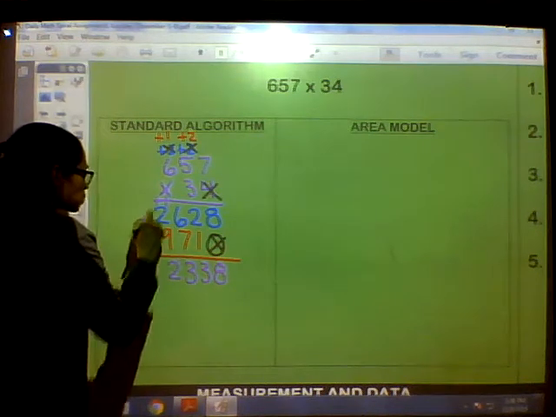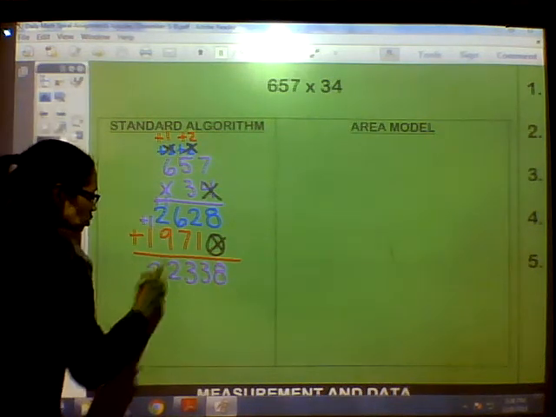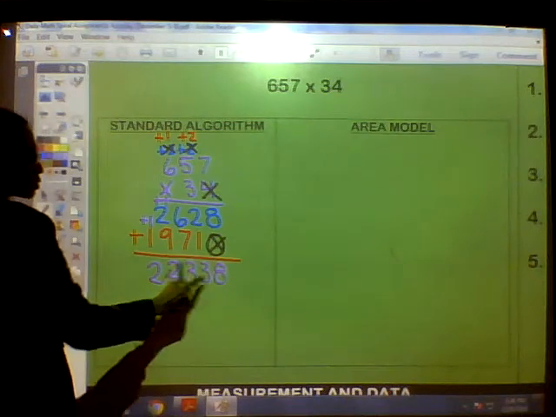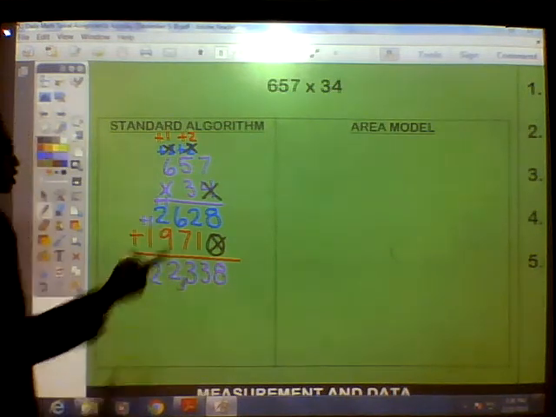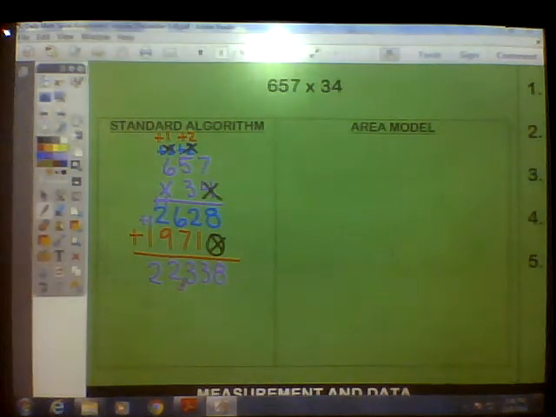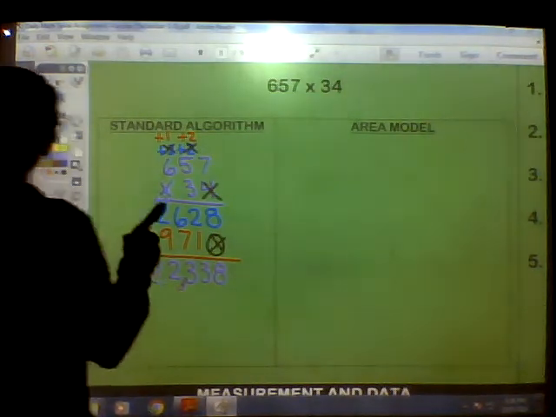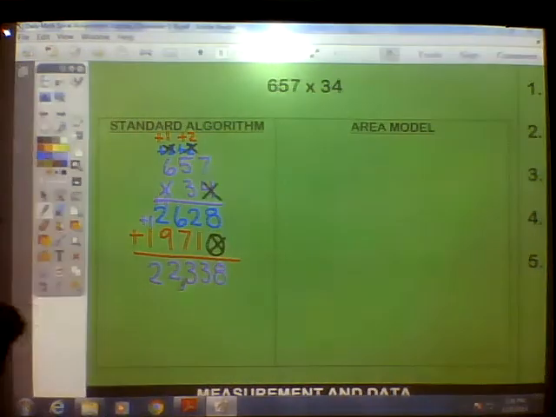Or 9 and 2 is 11 plus 1 is 12. Write the 2 plus 1 here. 1 and 1 makes 2. Don't forget your comma. 1, 2, 3, bam. Comma right there. 22,338. All right, did you get that? Yes. Let's do the area model this time.